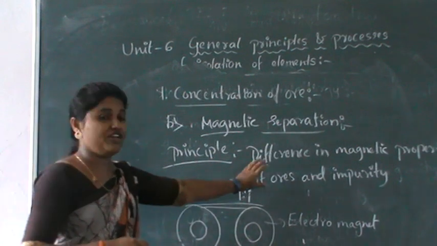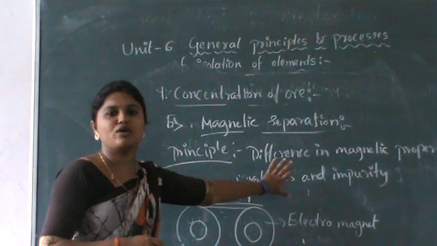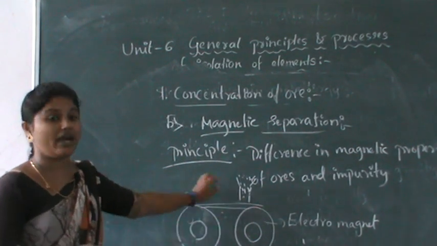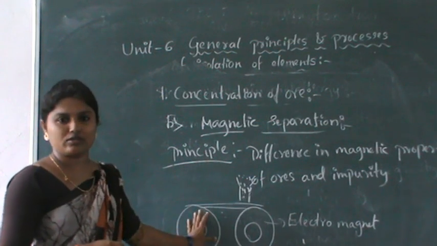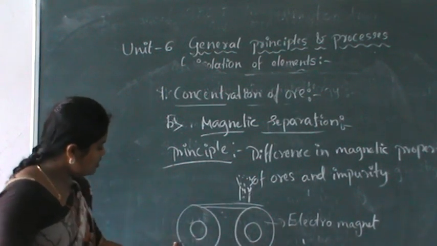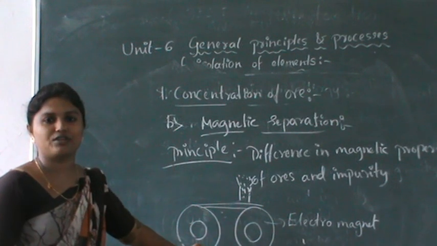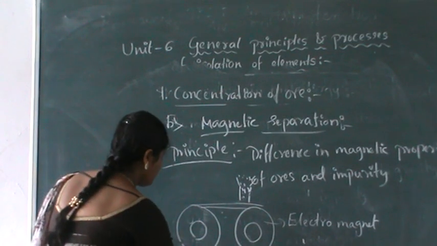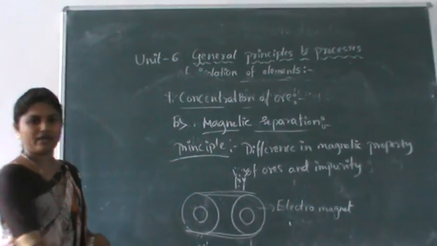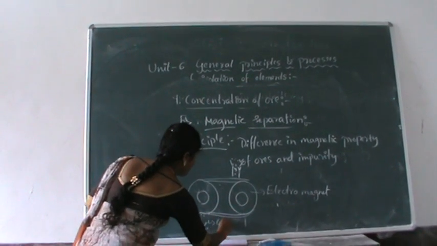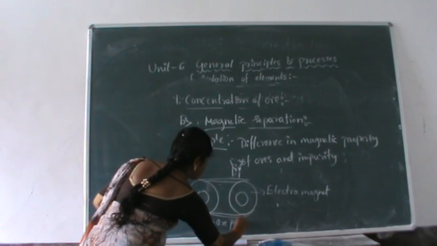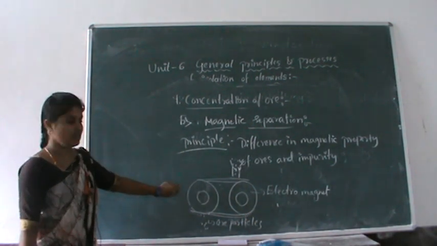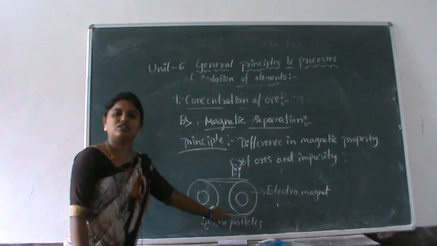Then what happens, if the ores are magnetic in nature, they will be attracted by these magnets. The magnet attracts them as far as the magnet's influence extends. Then it will collect below the magnet. Ore particles. If the ore particles are magnetic in nature, then they will collect below the magnet.